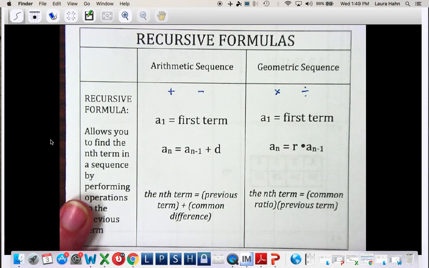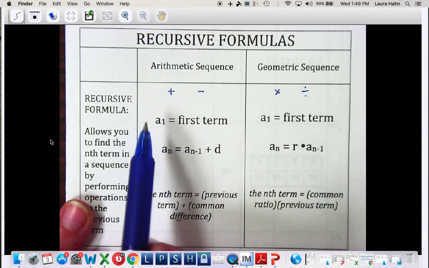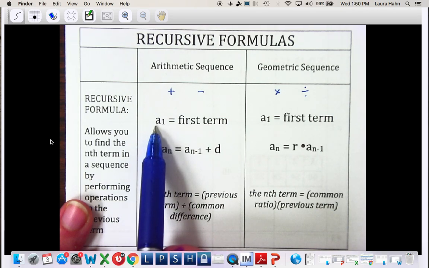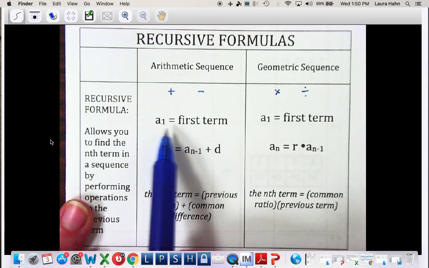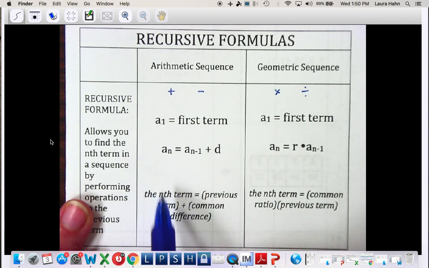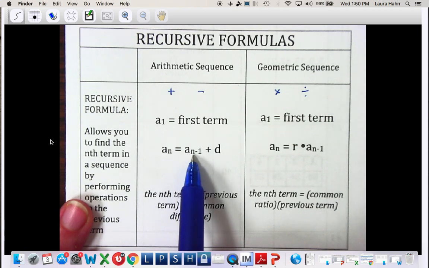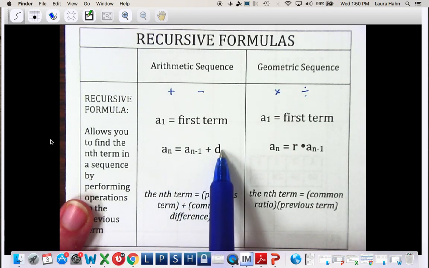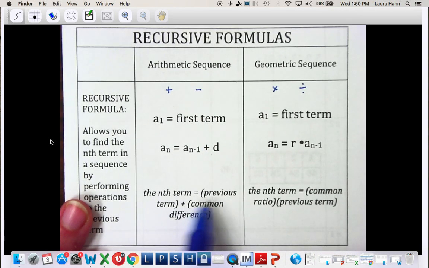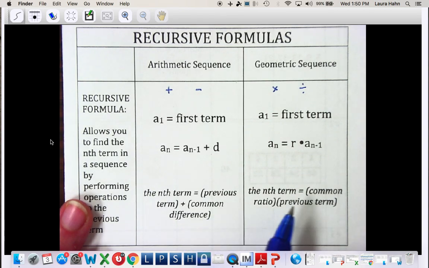Okay, they look really big and scary, but it's really not that bad. If you ever see a sub 1, that means it's your very first term. If you see a sub 2, it means it's your second term, okay? So what this means is the nth term, which means any term we're trying to look for. This piece right here means the previous term, so a sub n minus 1 is just the previous term. And then this d represents your common difference. Okay, so if you forget, just look down here and it tells you what each of them stands for.